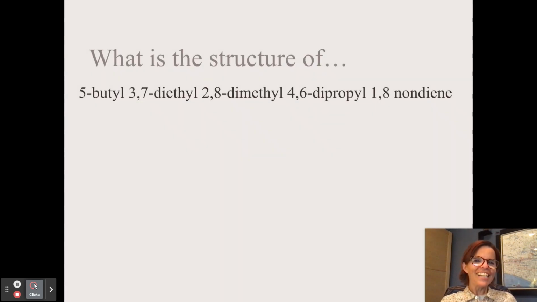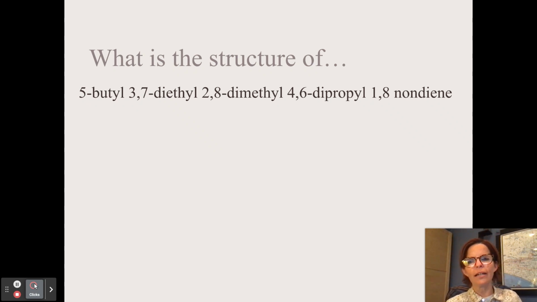All right, this last one, we're at the end, everybody. I know this is a long set of notes. What is the structure of this? This is just for fun to see if you can figure it out. So 5-butyl, 3,7-diethyl. You can do this. You've learned enough now that you could figure it out. Work it out with a partner. 2,8-dimethyl, 4,6-dipropyl, 1,8-nonadiene.